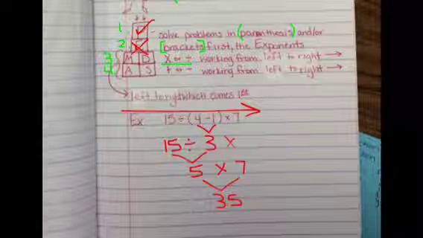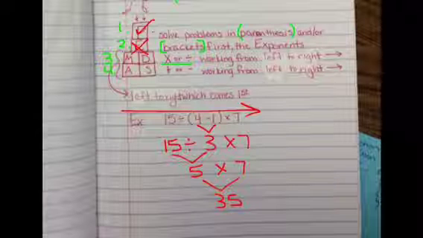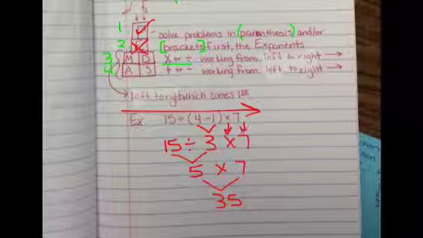Okay, and we should have written the times 7 right there. I forgot to bring it down. Just always remember as you go down to the next line to bring down all your operation symbols and all your numbers. Okay?